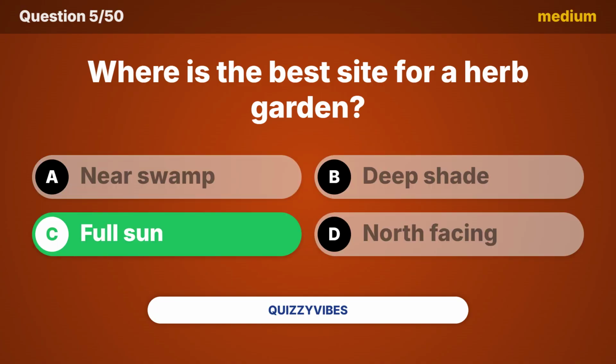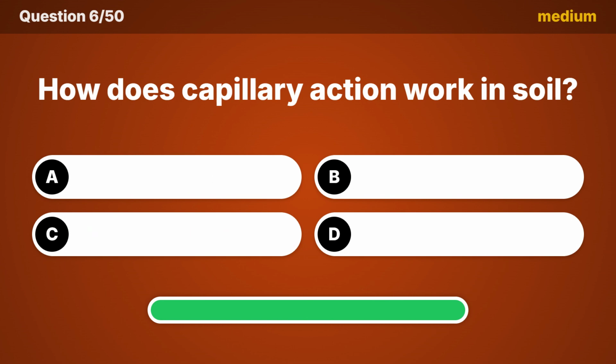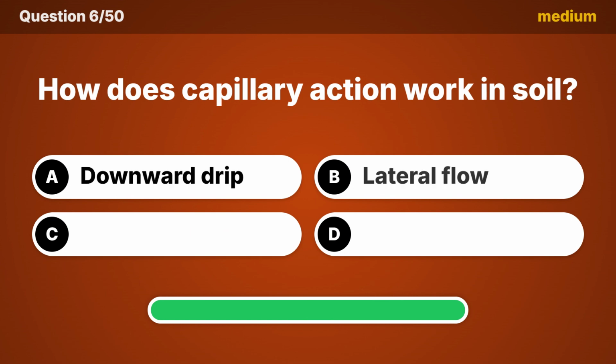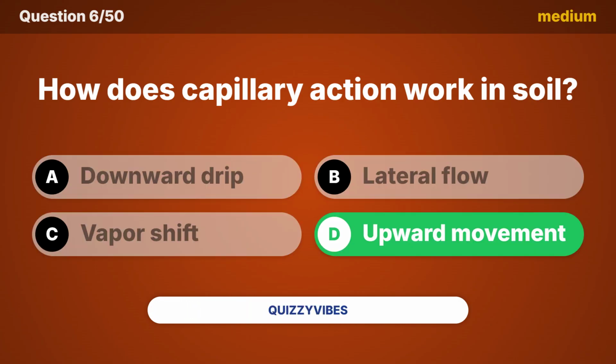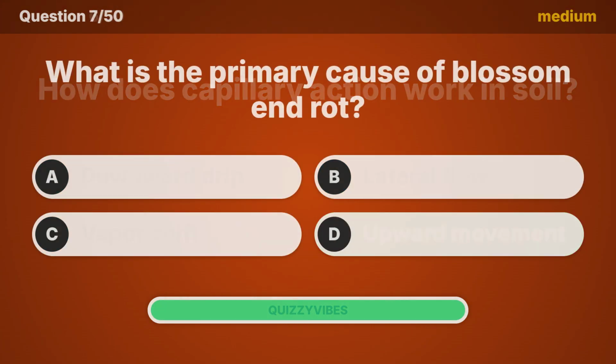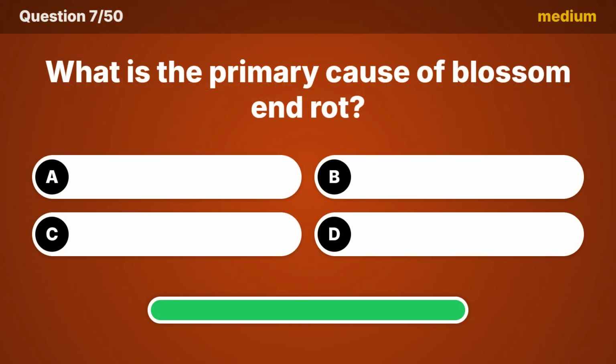Did you guess it? The answer is full sun. How does capillary action work in soil? Did you guess it? The answer is upward movement. What is the primary cause of blossom end rot?